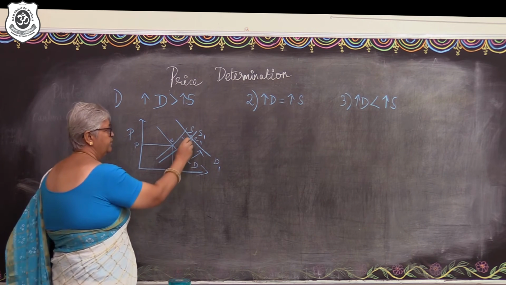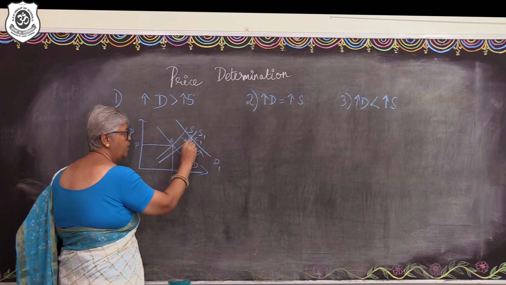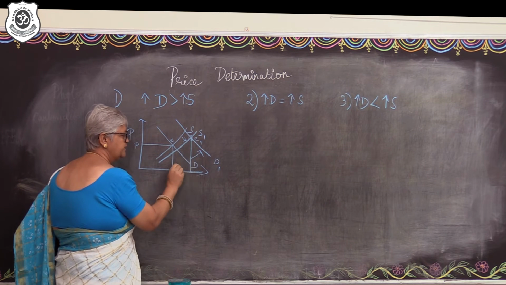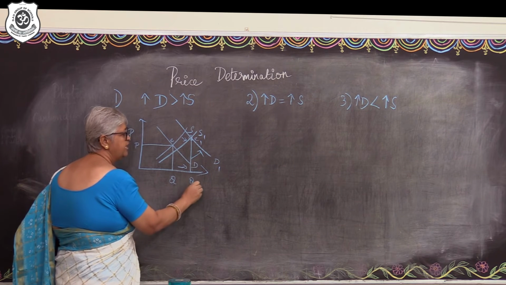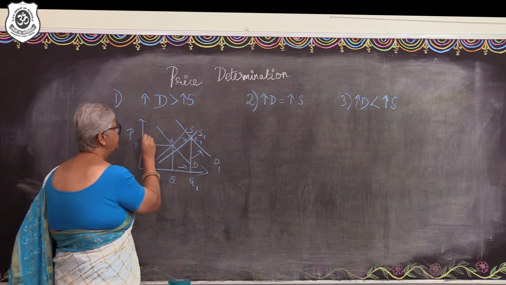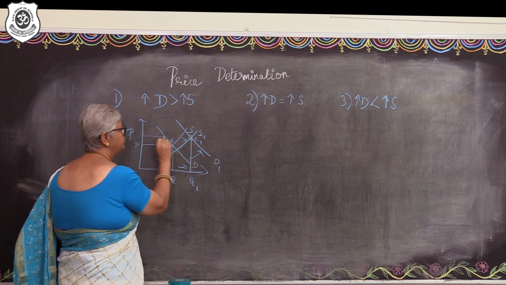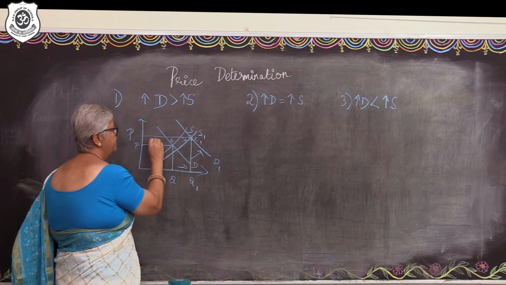Alright, so just try and find out what is the quantity transacted. The quantity transacted along the new equilibrium is a much higher quantity, and what about the price? The price is also a much higher price.